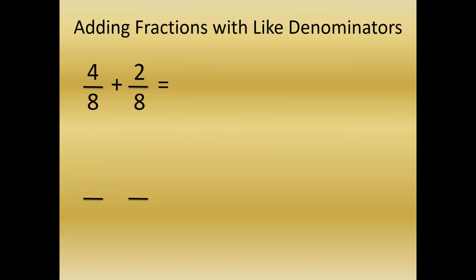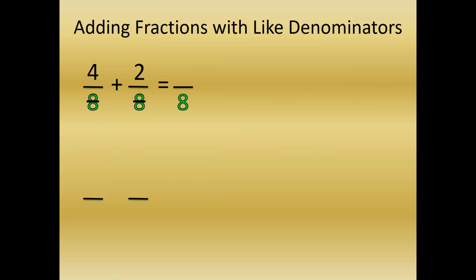So we have these fractions here, 4 over 8 plus 2 over 8. We have to figure out what it would be equal to. So because our denominators are the same, we don't really have to look at them. We can just cross them out and write an 8 in the denominator spot for our answer. Then we have to look at our numerators.